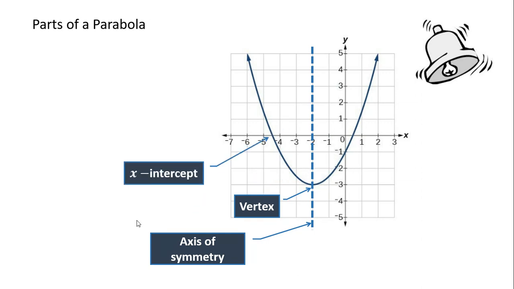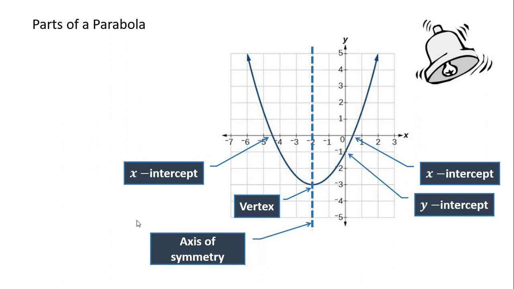And we also have x-intercepts. X-intercepts are where the graph crosses the x-axis. So in this particular picture, we have two x-intercepts. Sometimes we might only have one x-intercept. Sometimes we might not have any x-intercepts. It just depends on the equation of the parabola. But again, that'll be later on.